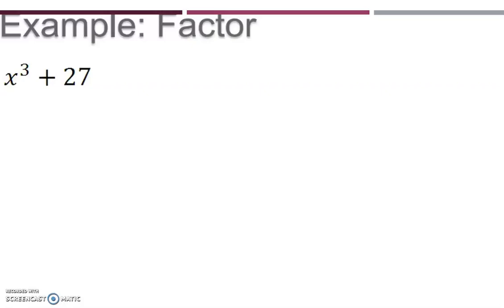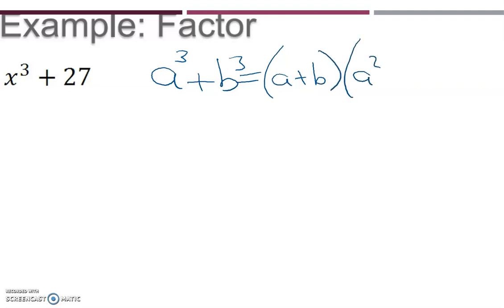Okay, when we're factoring cubics, it's actually more straightforward than it may seem. If you have a look at the slide before, you would have seen that a cubed plus b cubed equals (a plus b)(a squared minus ab plus b squared). Now, you don't need to memorize that because there's a little pattern that happens, or a trick.